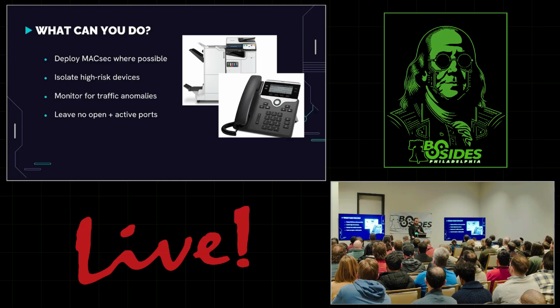And leave no open and active ports. So we've seen this a lot. If you have Ethernet ports that are available in the walls or in the lobby of your building, make sure that those are locked down or disabled entirely. So there's no opportunity for a MAC bypass or just unknown network connectivity at all.